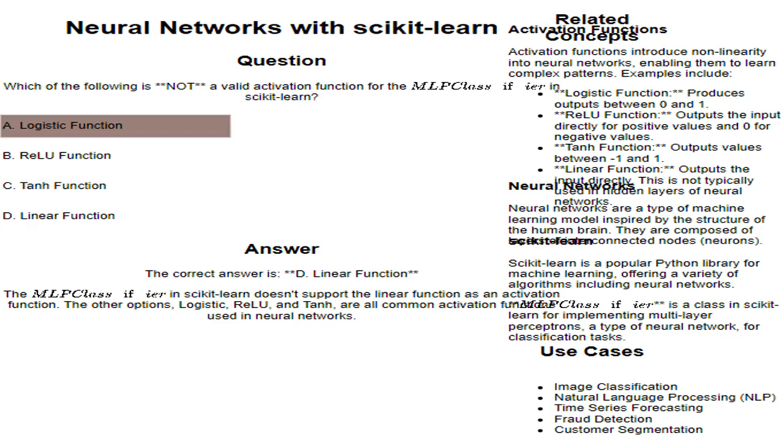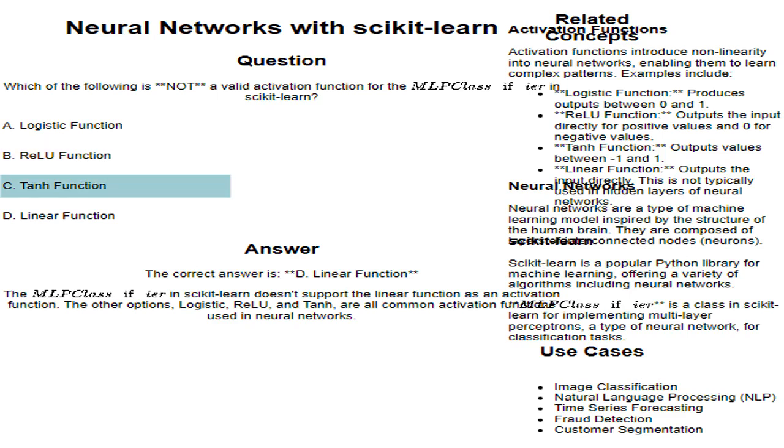A. Logistic function. The logistic function is a valid activation function for the MLP classifier. It squashes the output to a range between 0 and 1, making it suitable for binary classification tasks. False. B. ReLU function. The ReLU function is also a valid activation function. It outputs the input directly for positive values and 0 for negative values, making it efficient in avoiding vanishing gradients.